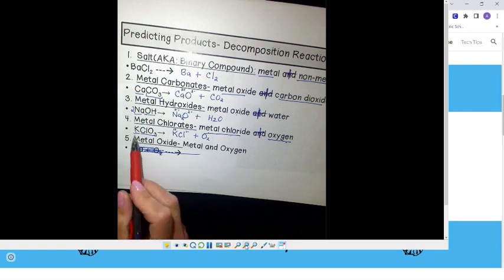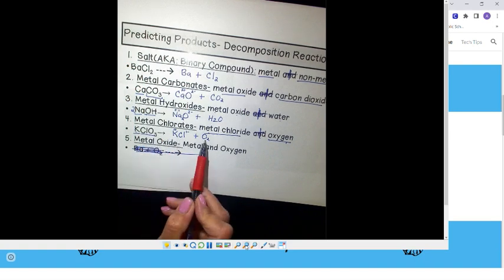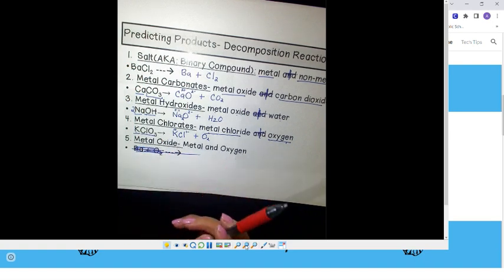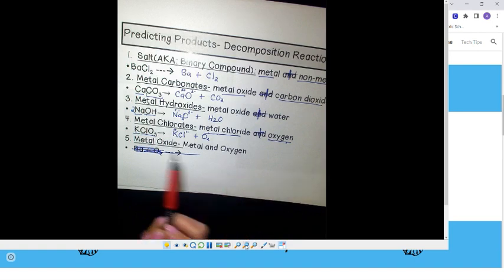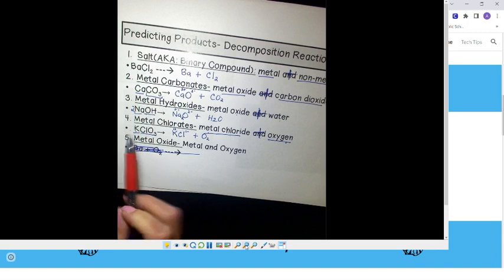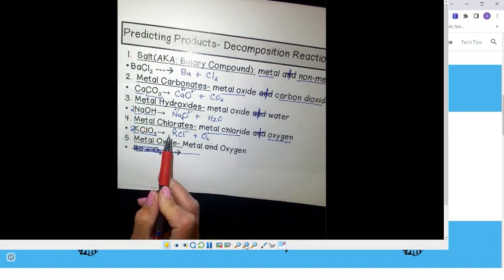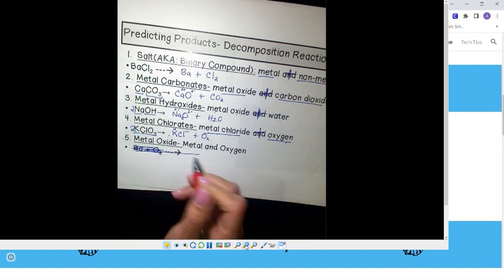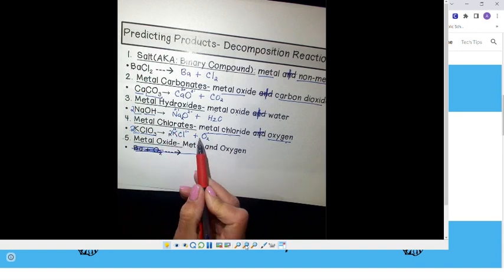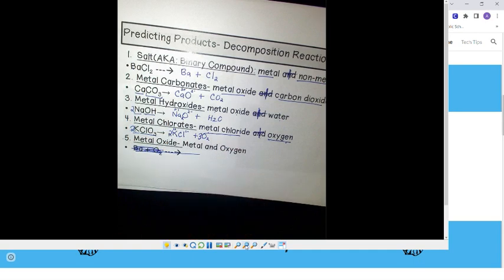We've got 1 and 1, 1 and 1, 3 and 2. So it's oxygen that needs fixing. So what do we want to put in front of our potassium chlorate? I'm going to put a 2. And then I'm going to come here and have to put a, and here I'm going to have to put a, you guys are rock stars.